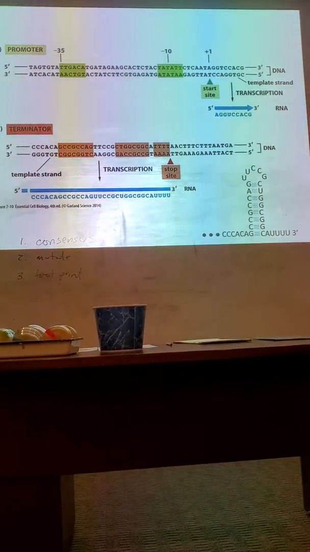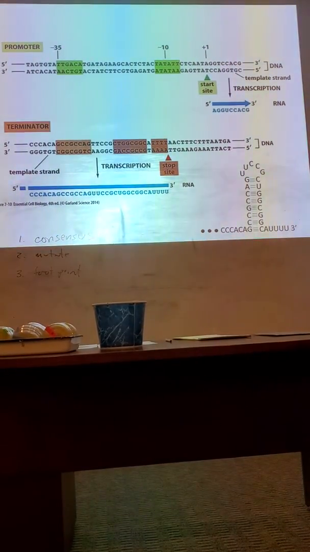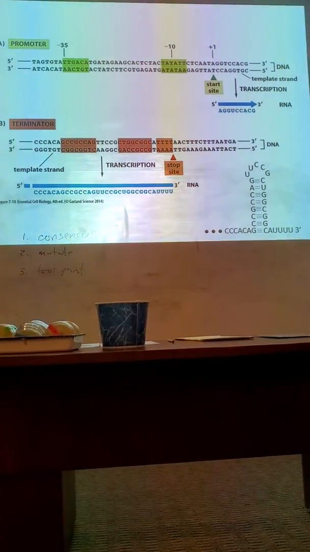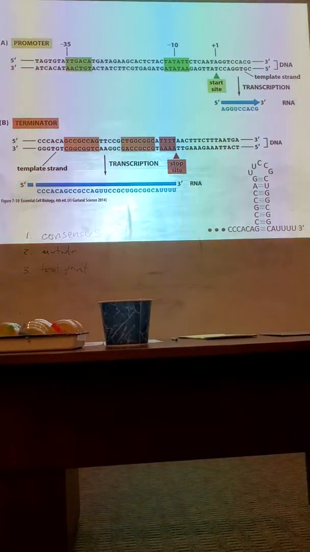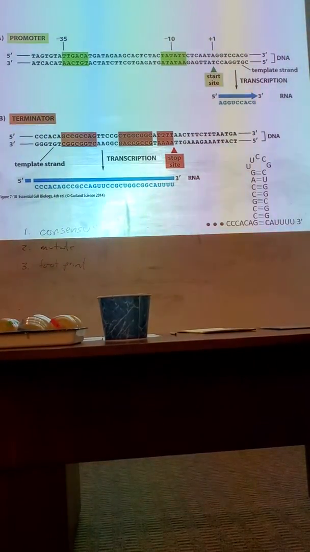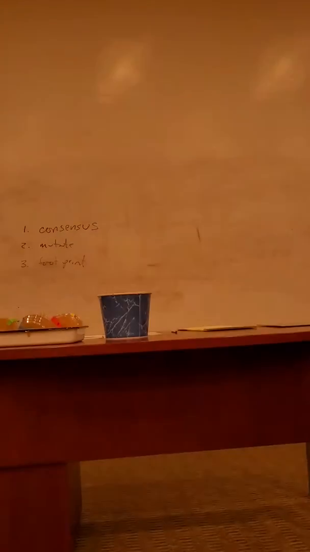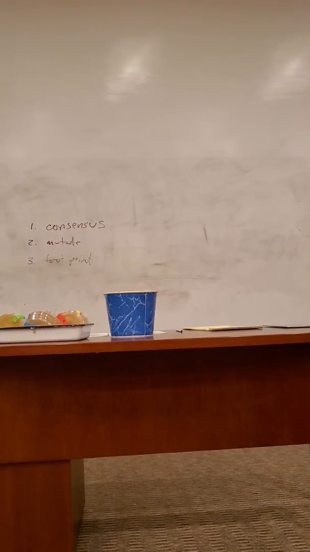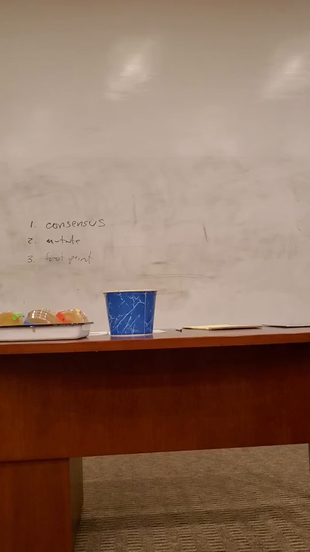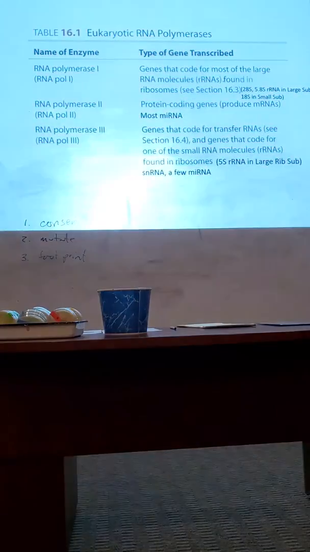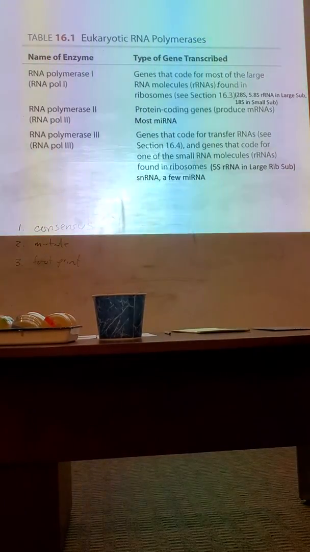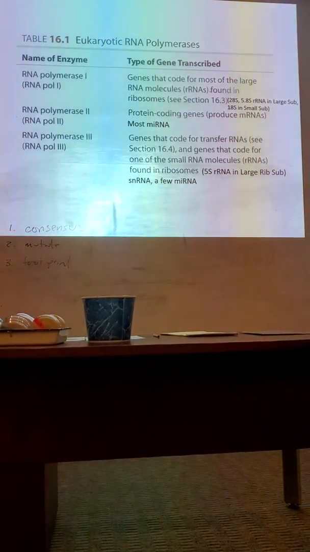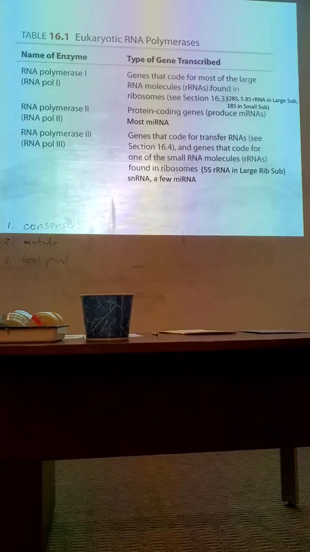Okay, so for a prokaryote, we've got a promoter, we've got a terminator, we've got a single RNA polymerase, we've got choices of sigmas that will give us slightly different genetic programs. And that's kind of the whole story. Now, eukaryotes are a living nightmare. There are 3 RNA polymerases. And they go by the name Roman numeral 1, Roman numeral 2, Roman numeral 3.